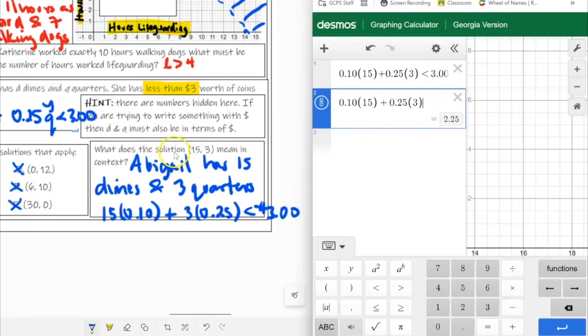So what does this mean in the solution? Abigail has 15 dimes and 3 quarters. And I'm just proving to you that the value of what she has is less than $3. Let's practice.